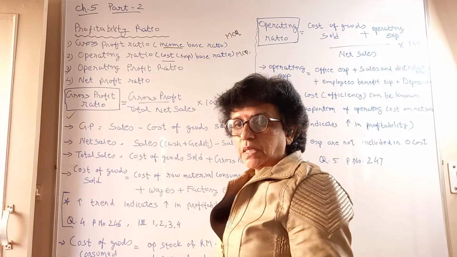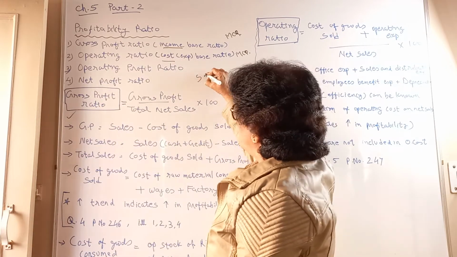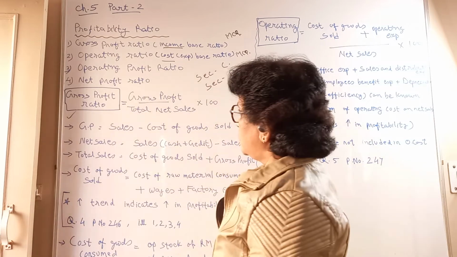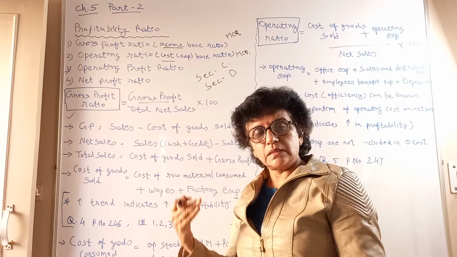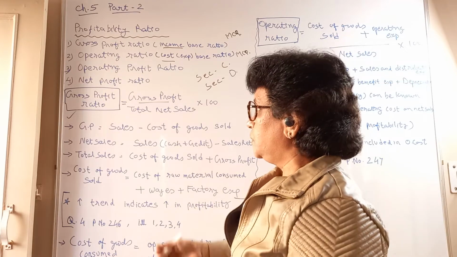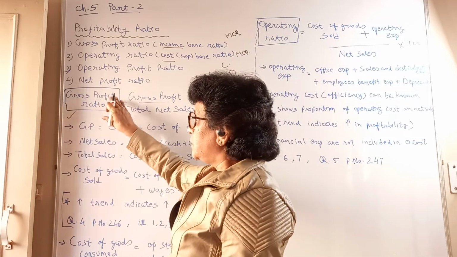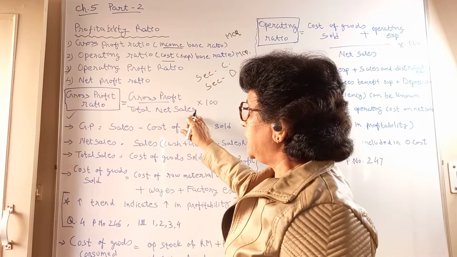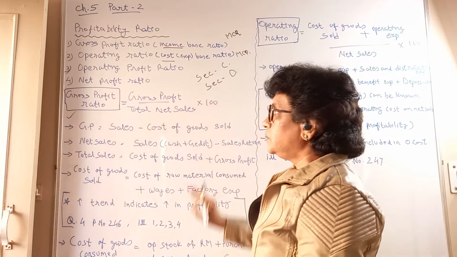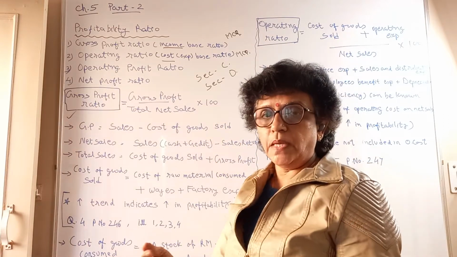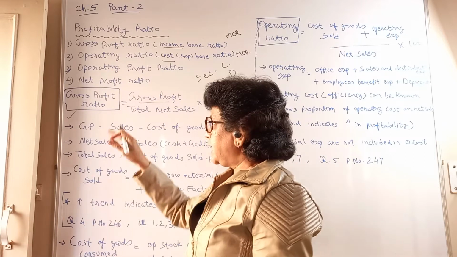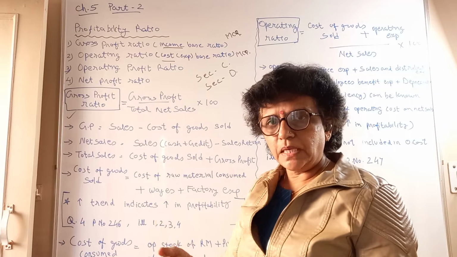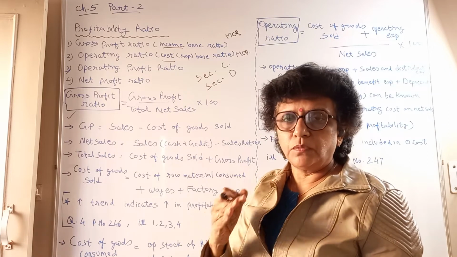This question may come for your section C or maybe for your section D. According to the given marks, they may ask for a 3 mark or a 4 mark question. Gross profit ratio: the formula says gross profit divided by total net sales into 100. If they want to make a question very simple, they will give you the figure of gross profit and net sales. For a 1 mark MCQ, they can ask you and just check whether you know the formula or not.